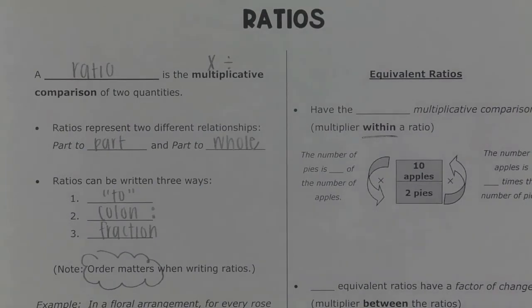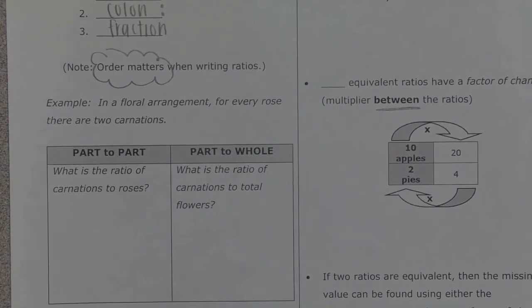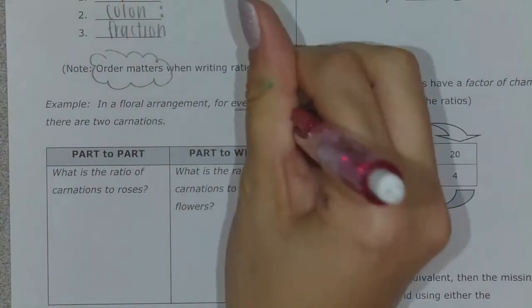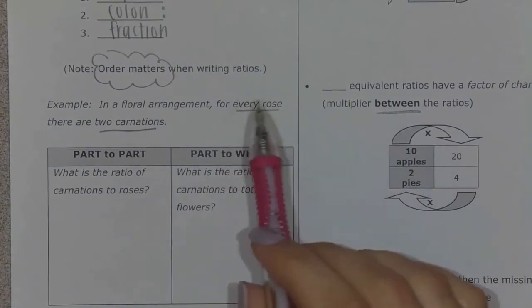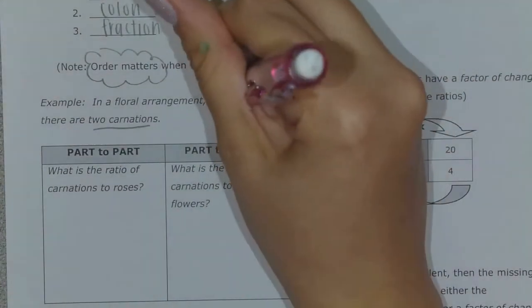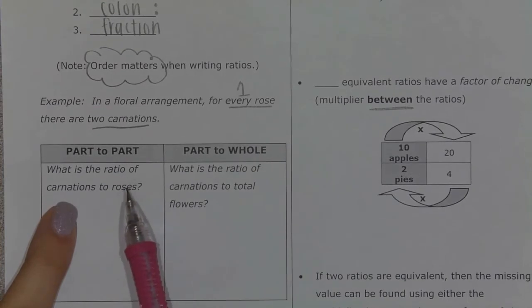So let's kind of put this all together in an example. So our example says in a floral arrangement, for every rose, there are two carnations. So what that means is when it uses the word every, that means for every one rose, I have two carnations. So the first type of ratio it wants us to write is that part-to-part relationship. So it says, what is the ratio of carnations to roses?